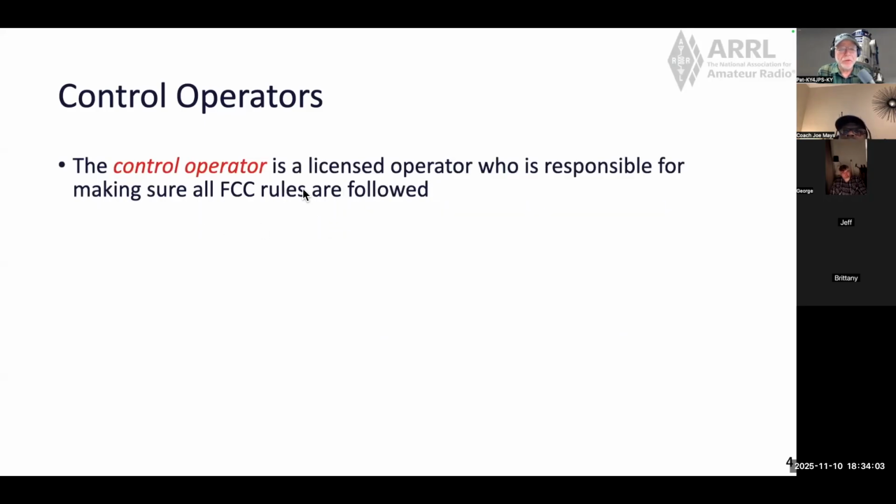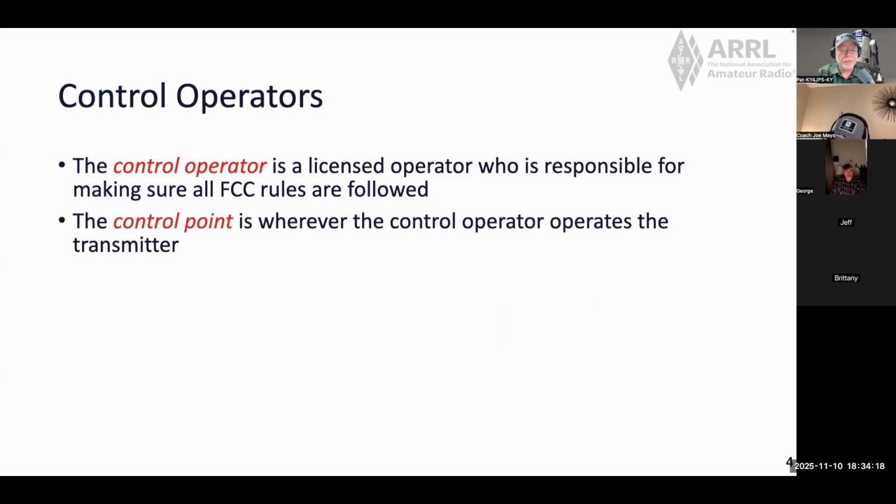All right, what is a control operator? Well, a control operator is a licensed operator who is responsible for making sure you follow all the FCC rules. In other words, as a ham radio operator, you want to make sure that you follow the rules as laid out by the FCC. The control point, and again, I'll point out when you've got something in red, that's more than likely a test question. The control point is wherever the control operator operates the transmitter.